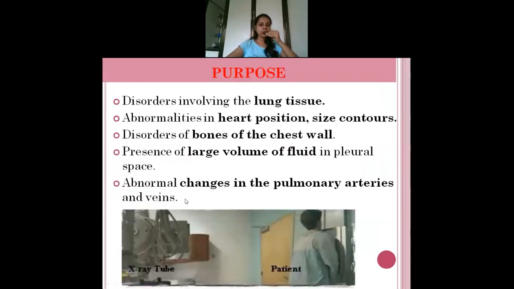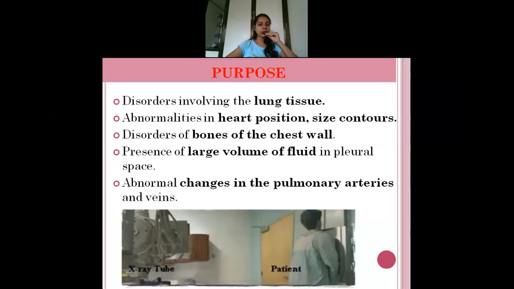Now, what are the purposes of a chest x-ray? We are already aware why we do the chest x-ray. Commonly we do it to know about respiratory conditions, any respiratory disorders, especially those involving the lungs. And here we are studying cardiac problems, isn't it? Chest x-ray can be taken for detecting abnormalities of the heart, like the position of the heart, the contour, the shape, and if there is excess fluid accumulation or excess air, all this can be checked in the chest x-ray.